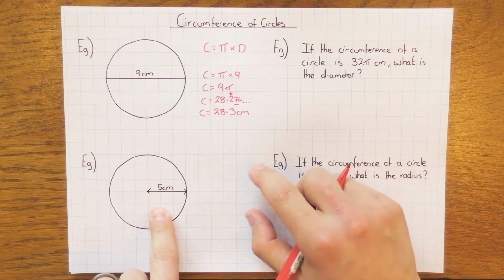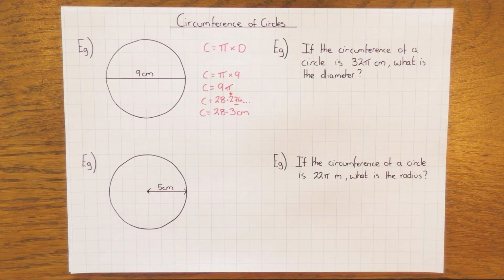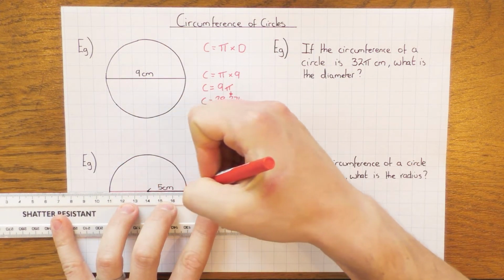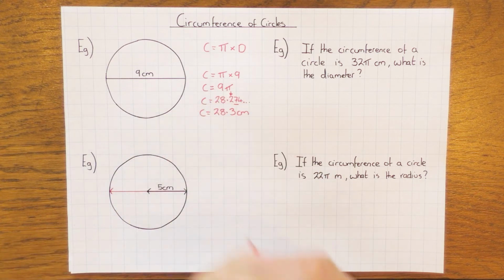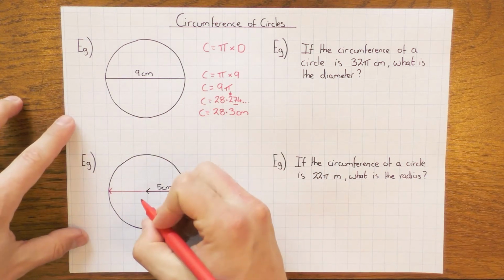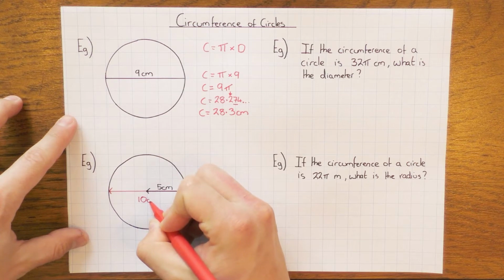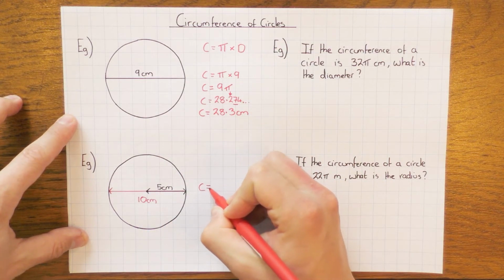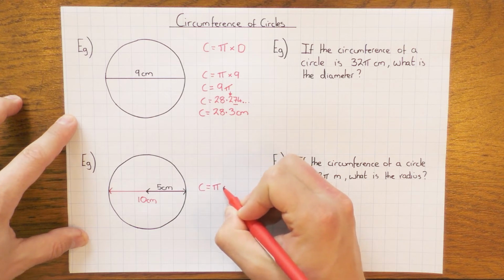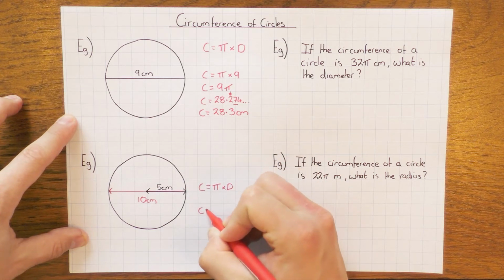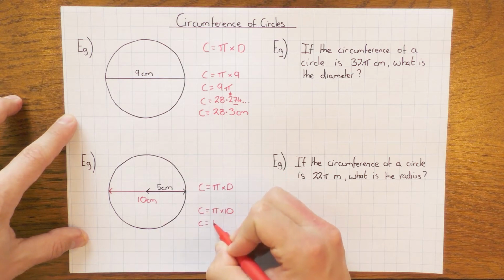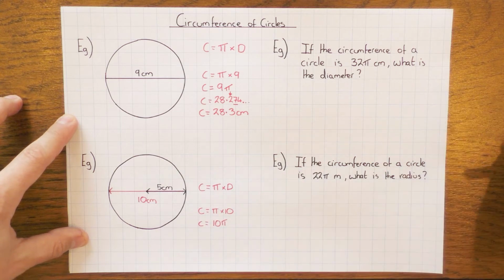Okay, let's have a look at this one then. So this time I'm given the radius, not the diameter. So all I'm going to do is just double the radius to tell me what the diameter is. So if I double 5, I'm going to have the diameter of 10 centimeters. And I'm going to do exactly the same thing. So the circumference will be pi times the diameter. So in this case, it's pi times by 10. So in terms of pi, that's 10 pi.